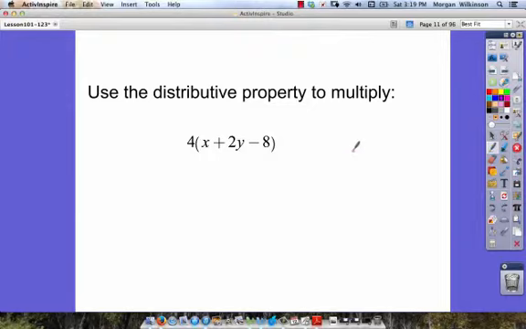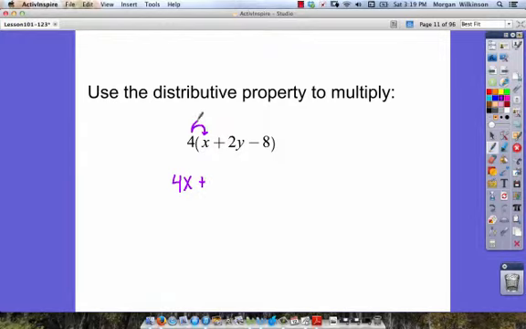We're going to use the distributive property to multiply again, but this time we have 3 terms within our parentheses. So first, we're going to take our number on the outside and multiply it against the first term within our parentheses, and that's an x. So 4 times x is 4 times x, and we can write it just like this. Then we're going to add, because the problem tells us to.